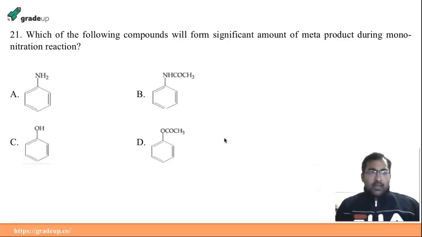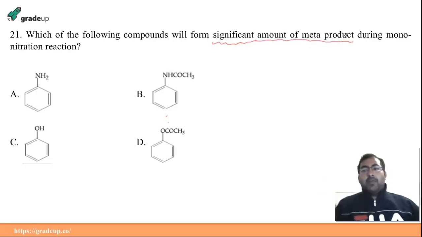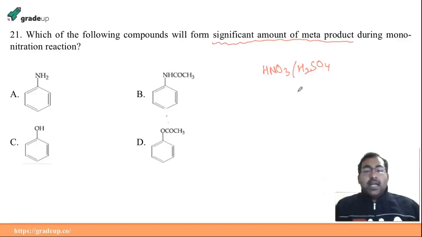Now in the 21st question: which of the following compounds will form a significant amount of meta product? Not major or minor, but a significant amount of meta product during the mononitration reaction. So what is a mononitration reaction? You have HNO3 and H2SO4 here, so you get NO2 plus ion substitution. This is a mononitration reaction, and it's actually electrophilic substitution.